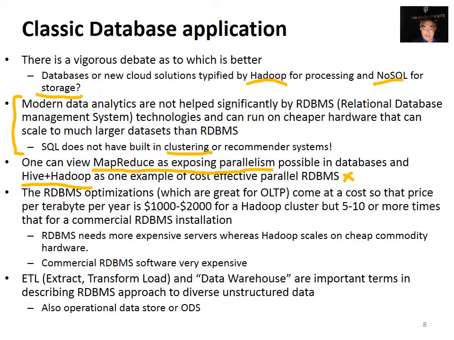And there are various numbers out there about the cost impact of these different optimizations. If you look at the price per year, it's meant to be about $1,000 for a terabyte of data for a Hadoop cluster, but 5 or even 5 to 50 times more than that for commercial relational databases. Relational databases, as they don't scale so well in distributed memory parallelism, often need larger, more expensive servers, whereas Hadoop scales on commodity, cheap systems.